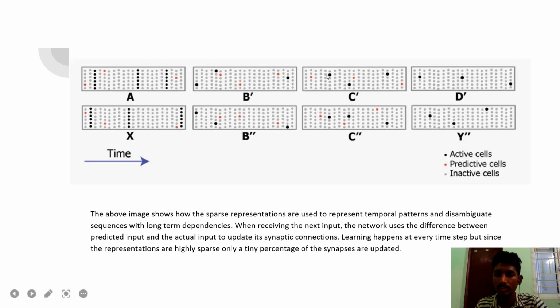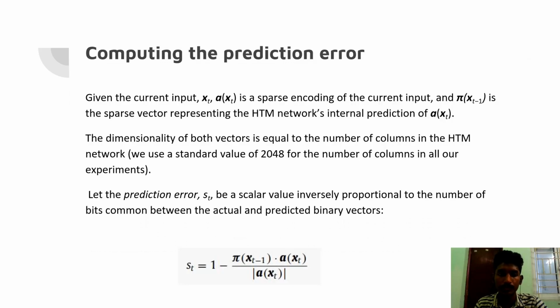Here you can see in this figure the black ones are the active cells, the red ones are the predictive cells, and the grey ones are the inactive cells. This image shows how the sparse representations are used to represent temporal patterns and disambiguate sequences with long-term dependencies. Learning happens at every time step, but since the representations are highly sparse, only a tiny percentage of synapses are updated.